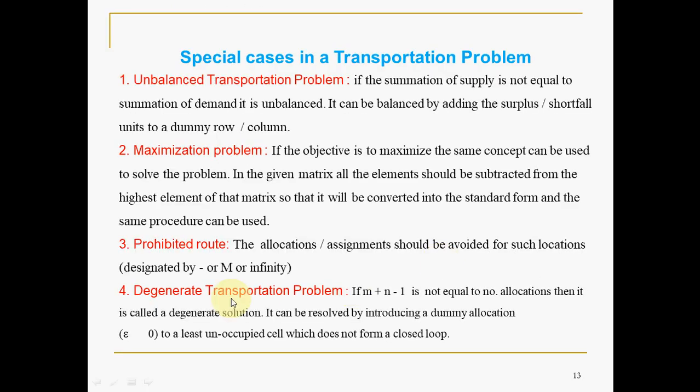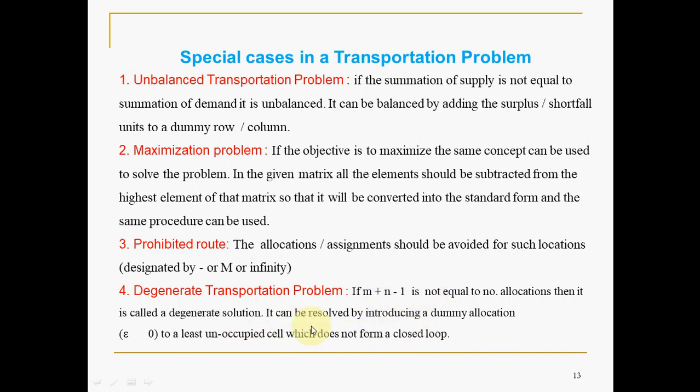And the last one, as I told, is the degenerate transportation problem. There are 4 special cases. One is unbalanced: supply is not equal to demand, so you have to adjust accordingly by adding a dummy row or dummy column. Maximization was just now explained, then prohibited, then degenerate. Sometimes m plus n minus 1 may not be equal to the number of allocations. For example, m plus n minus 1 may be 5, whereas the number of allocations may be 4. In such cases, you have to introduce a dummy allocation epsilon, which tends to 0, to a least unoccupied cell which does not form a closed loop. Then the number of allocations will become equal to m plus n minus 1.